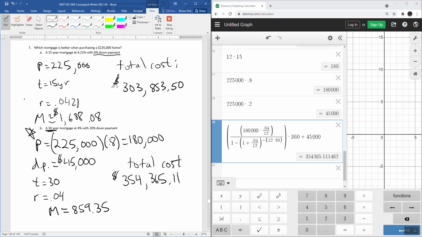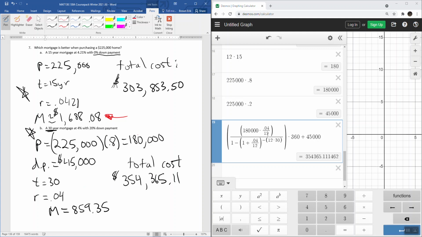This one I think is better if you can afford that monthly payment of $1,600. You own the house sooner and you pay less. If you could make the down payment, check the difference on that.